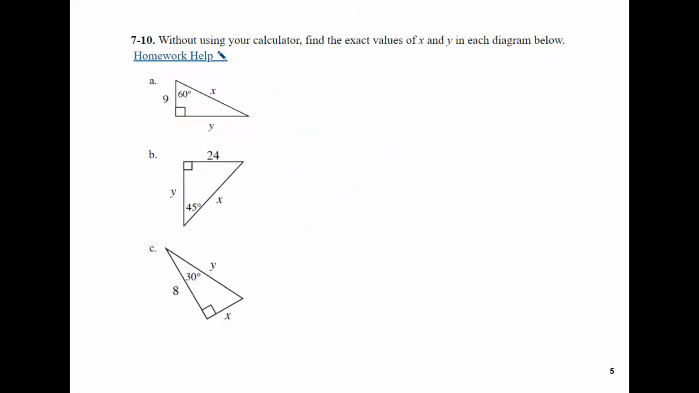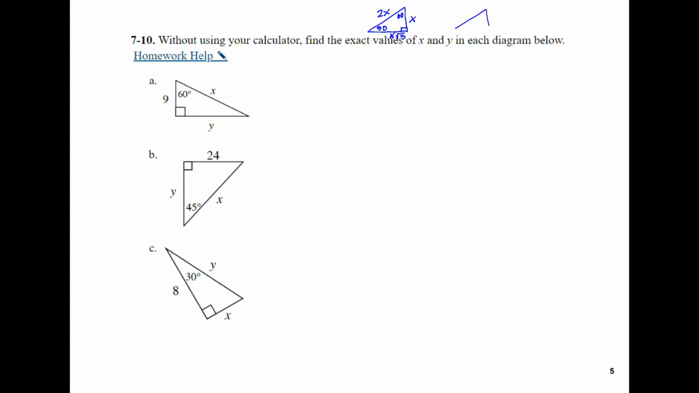Seven 10 says, without using your calculator, find the exact values of x and y in each diagram below. So what I would do first is I would draw myself a picture of my special right triangles. In a 30, 60, 90 triangle, the leg opposite 30 degrees is x. The leg opposite of 60 degrees is x times the square root of 3, and the hypotenuse is 2x.